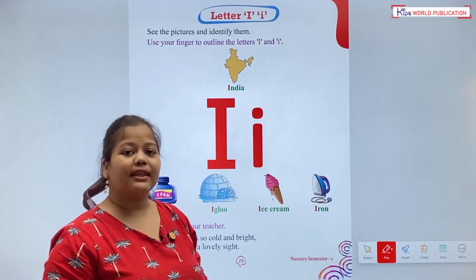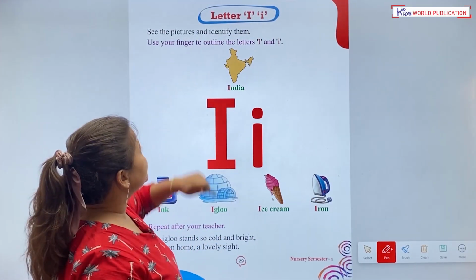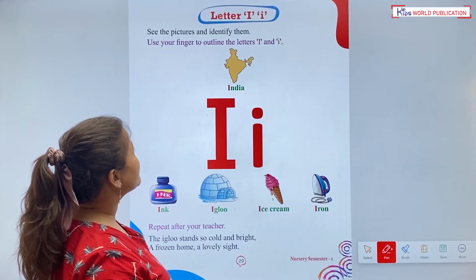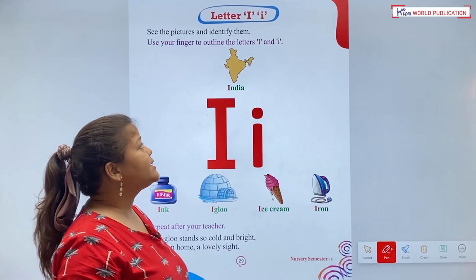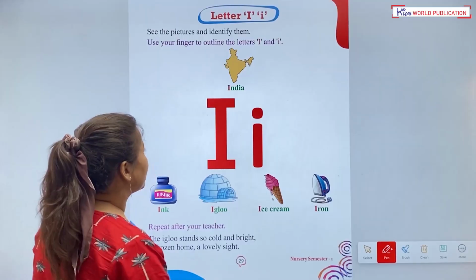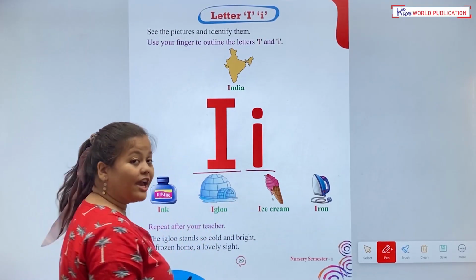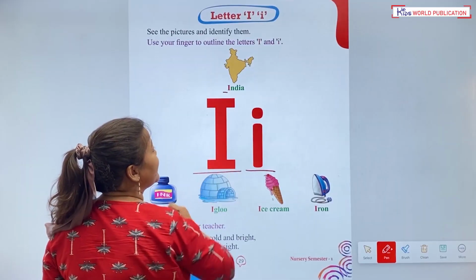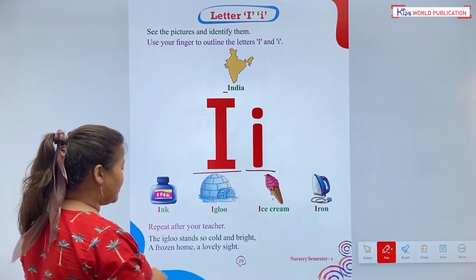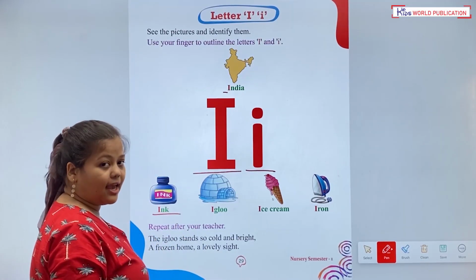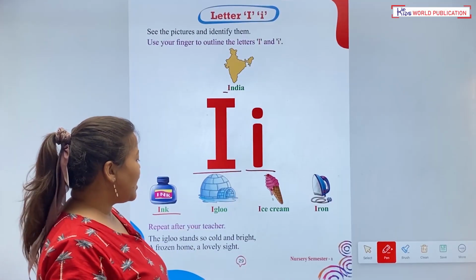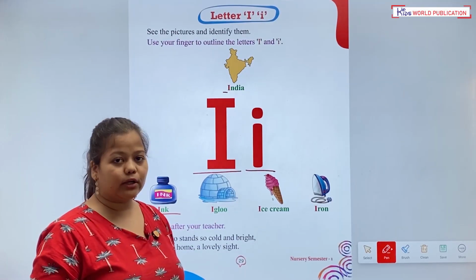Letter I, E. See the pictures and identify them. Use your finger to outline the letter I and E. This is the letter I, E. I for India, I-N-D-I-A, India. Ink, I-N-K, ink. Igloo, I-G-L-O-O, igloo.